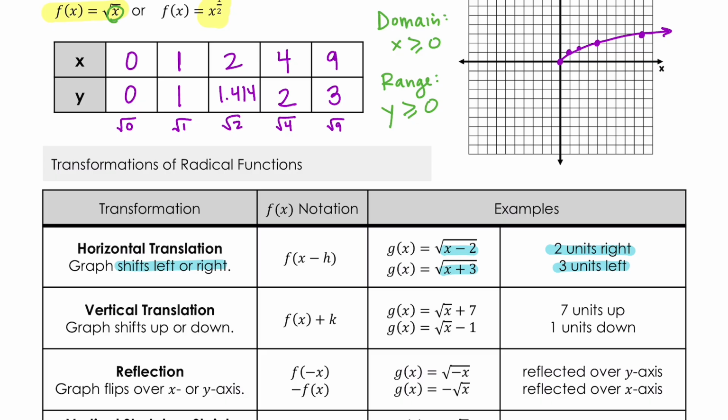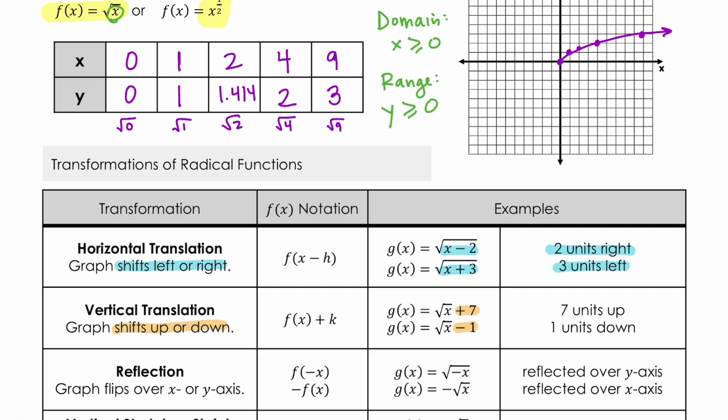For vertical shifts, that means it's shifting up or down. This thing is happening outside of the square root. So if we have a +7, we're moving up 7. And if we have -1, it's moving down 1. And when we're talking about those shifts, what I think of is that point 0, 0 is shifting. And then from there, our shape is still going to look similar.